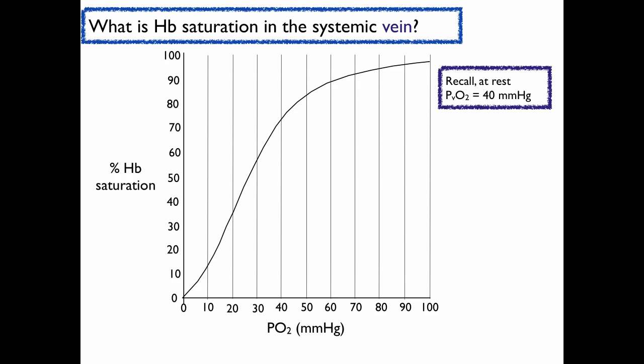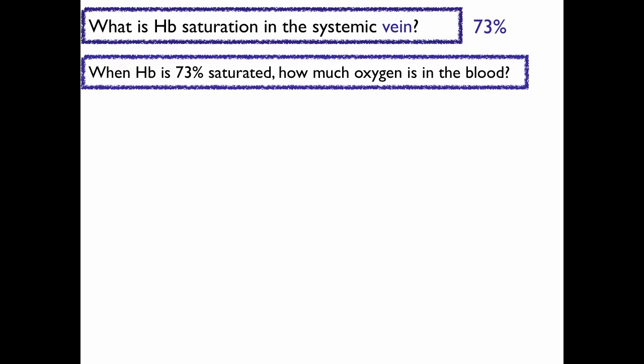So we're going to find, at a PO2 of 40, what the hemoglobin saturation is. And in this circumstance, hemoglobin is about 73% saturated. So at that hemoglobin saturation, how much oxygen would be contained within the blood?